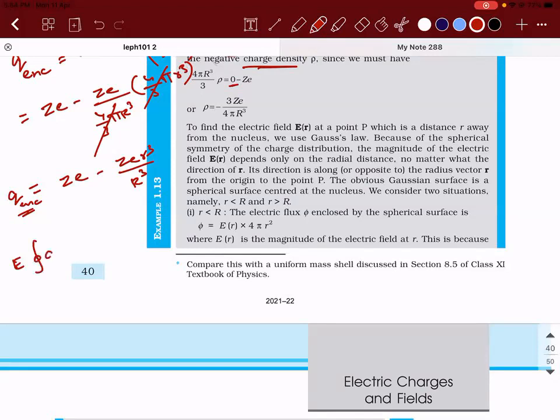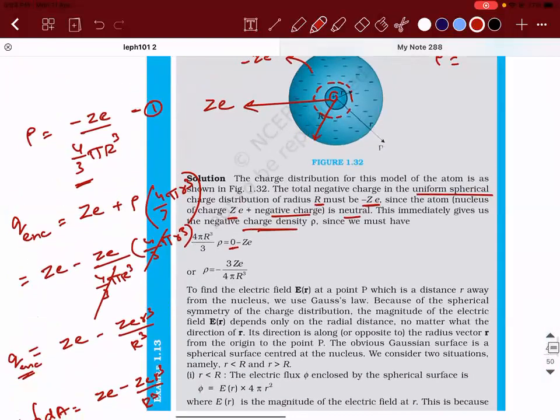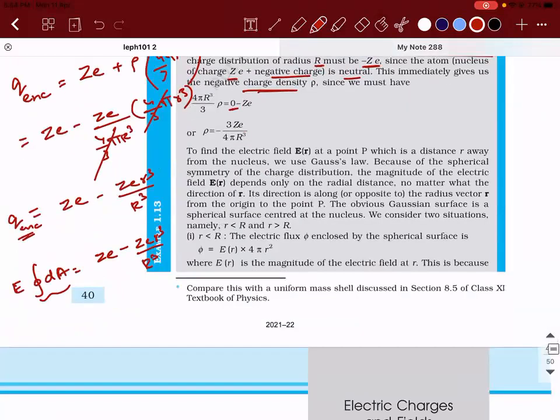E into the loop integral of dA is equal to charge enclosed, which is Ze minus Ze into small r cube divided by capital R cube. Right. So what is this value? The surface integral of all the values taken on the Gaussian surface is how much? 4 pi small r square. So E into 4 pi small r square is equal to Ze minus Ze divided by capital R cube into small r cube, upon epsilon. Now take the r square to the other side. Now when you take it to the other side, you will get the required answer.